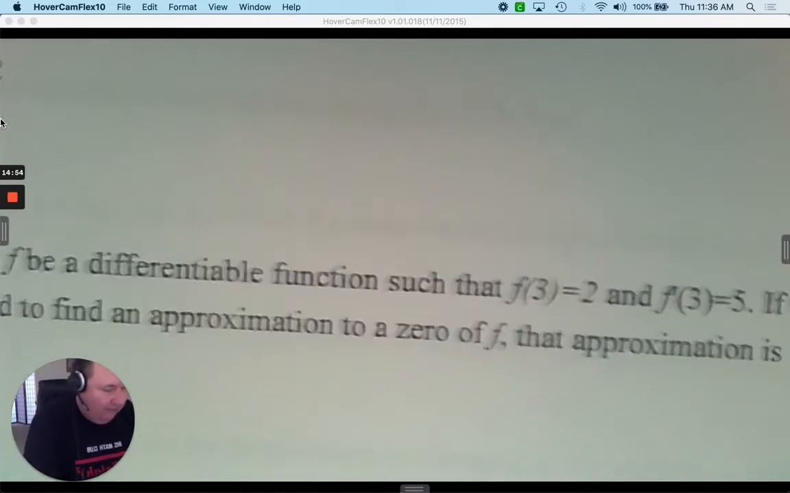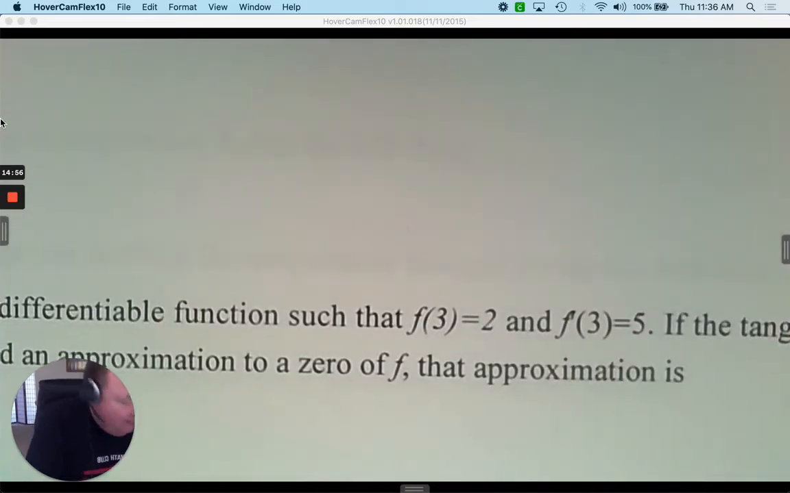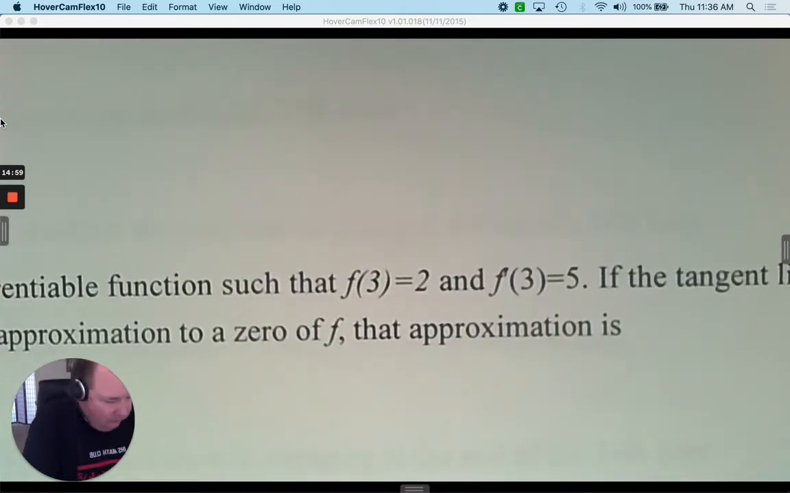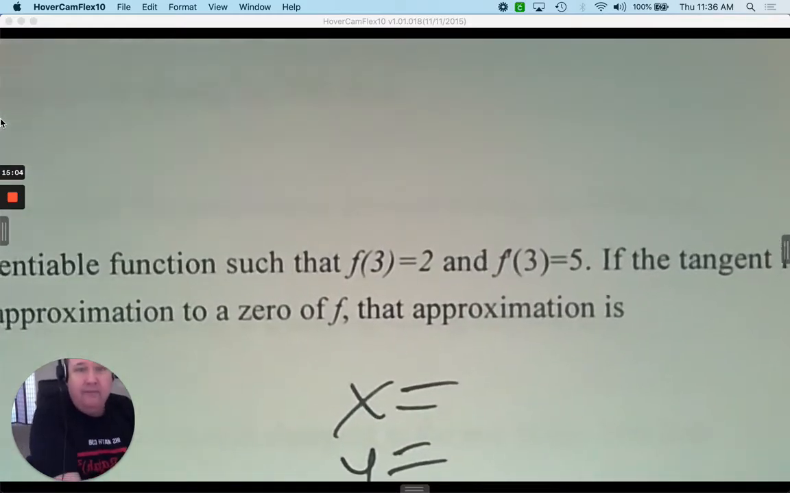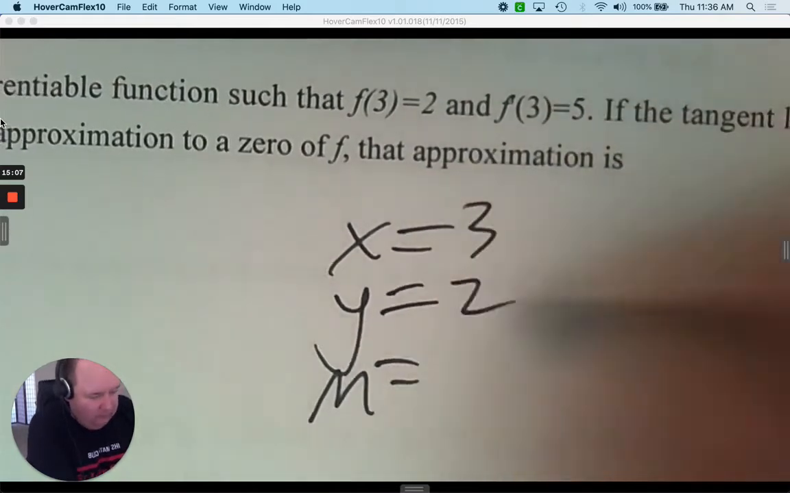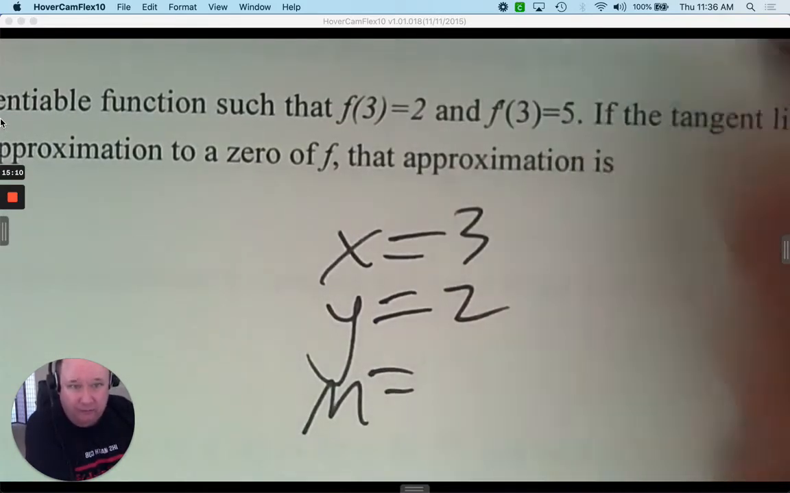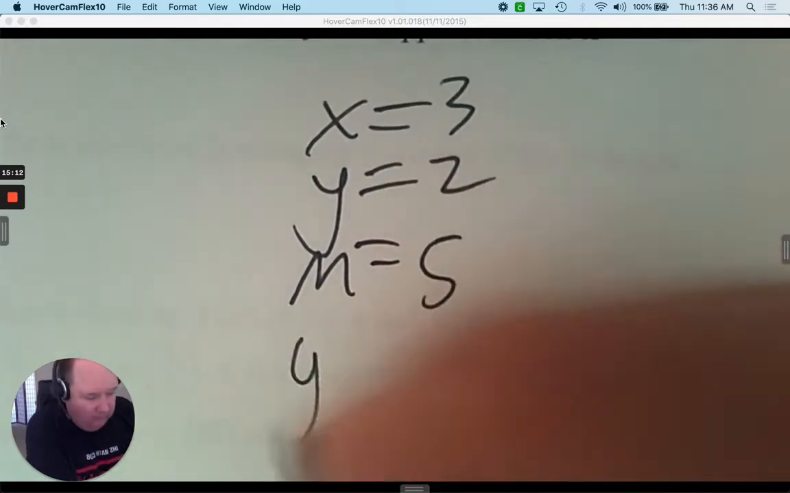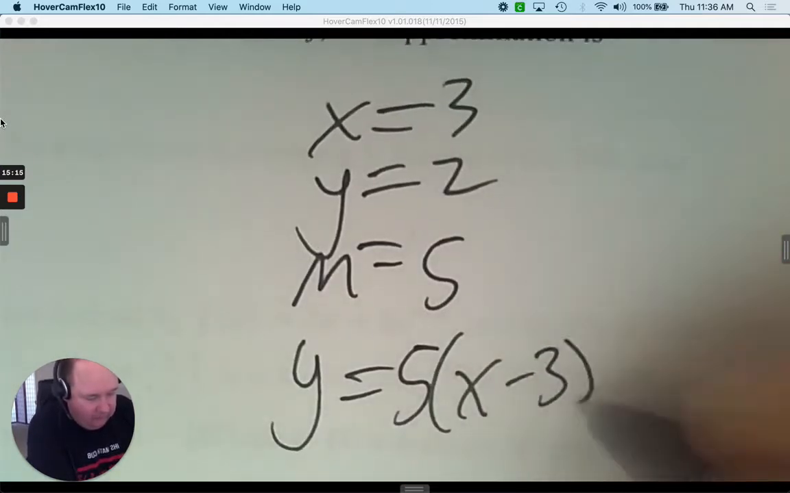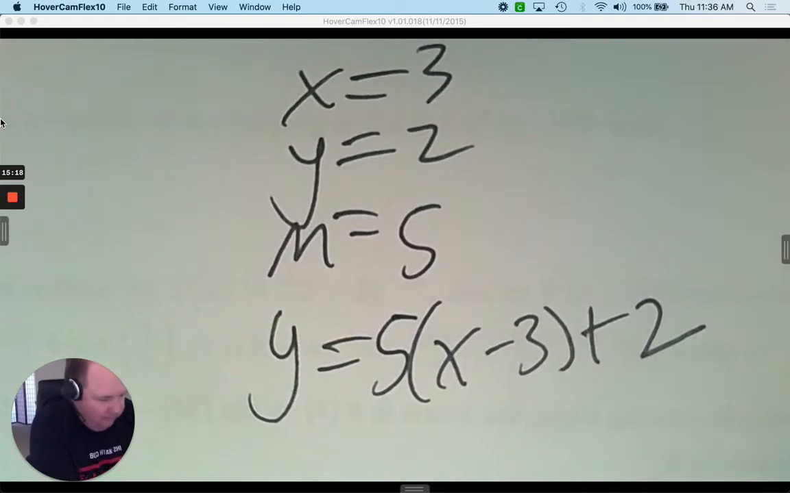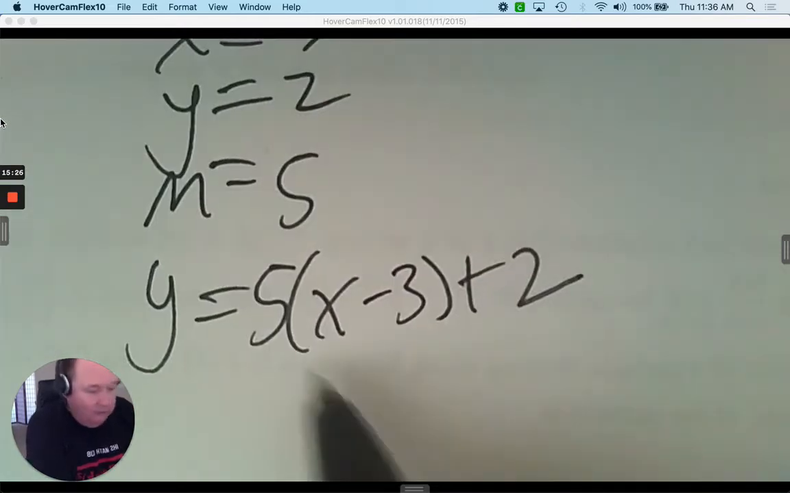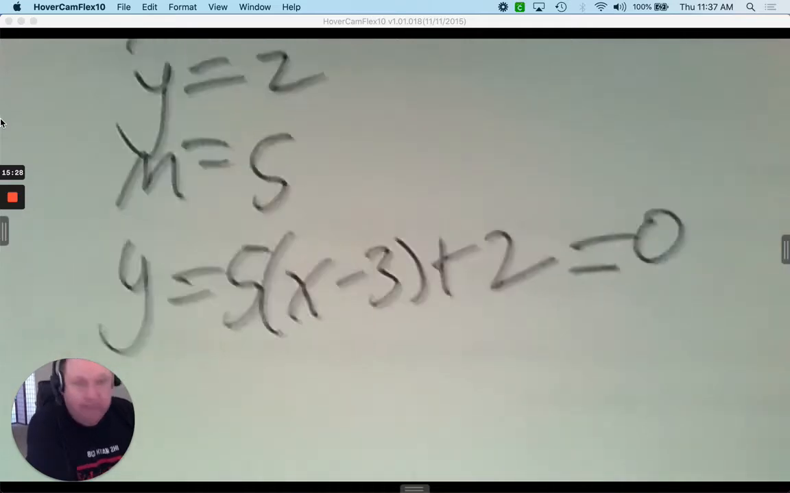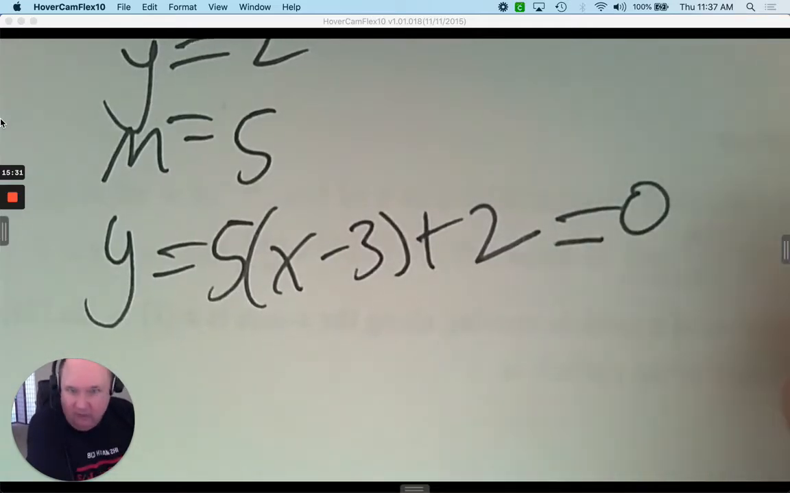Number 8. We have a differentiable function, f of 3 equals 2. The derivative at 3 equals 5. Use the tangent line. So as soon as I hear that, this is what I'm doing. I already know that x is 3, y is 2. The slope is 5. So the equation is y equals 5 times x subtract 3, plus 2. And it says, if the tangent line to the graph at x equals 3 is used to approximate where f is 0. So if we use this to approximate where it is 0, that means we make it equal to 0 and solve it.